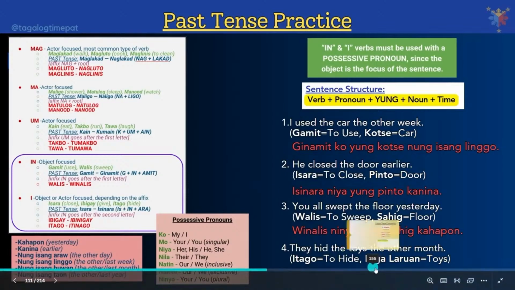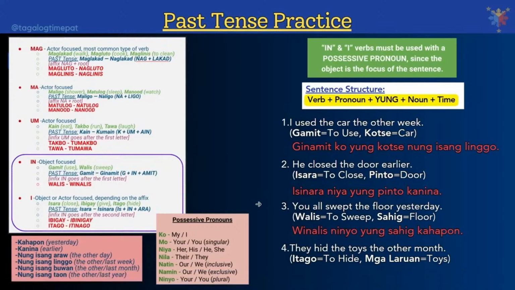And to make a noun plural, you have to add this word mga. So mga laruan means toys. It's not like in English where we can just add an S. You actually have to add this word mga. In Tagalog, this would be, itinago nila yung mga laruan nung isang buwan. They hid the toys the other month.